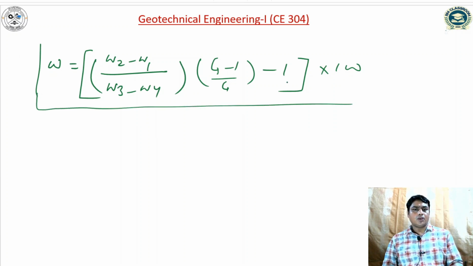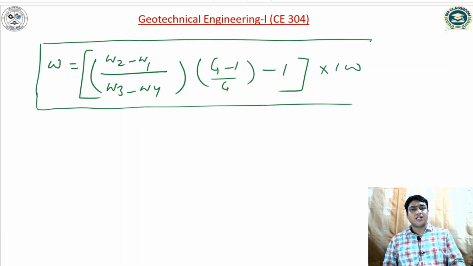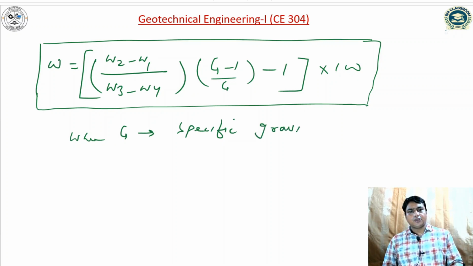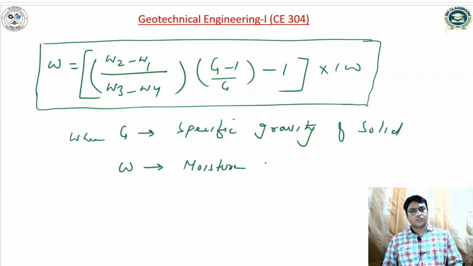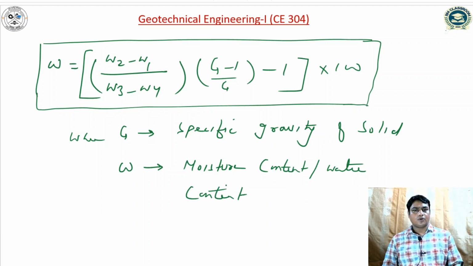So I told you, if you know the value of specific gravity of solid, then you can apply this method. Otherwise it will not be helpful, where G is the specific gravity of solids, and W is the moisture content or water content of the soil. Of course, it will be in percentage.